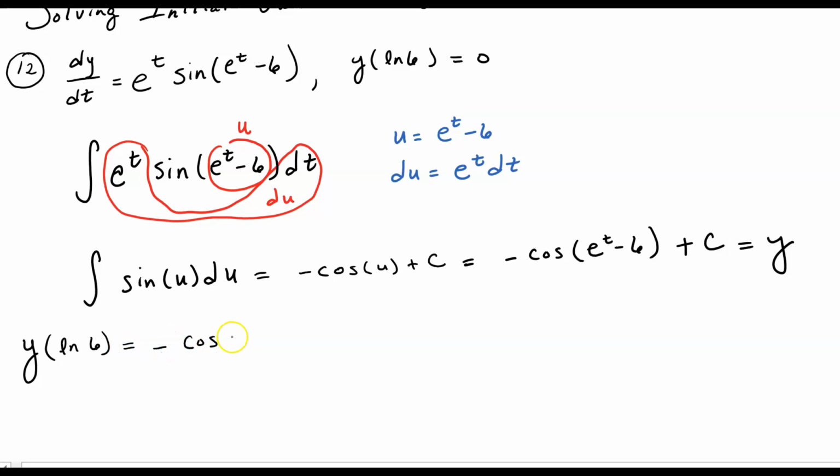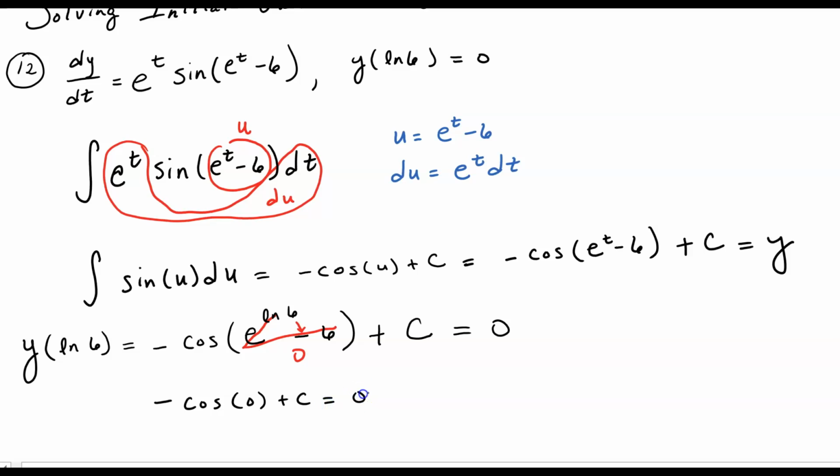Negative the cosine of e to the natural log of 6 minus 6, plus c, some constant, equals 0. So we're going to see what this looks like. Well, e to the natural log of 6, that gets rid of itself right there. We're left with 6, right? And 6 minus 6 makes 0. So all of this becomes 0. So we end up with negative the cosine of 0 plus c equals 0.